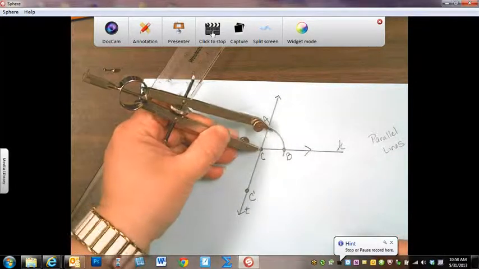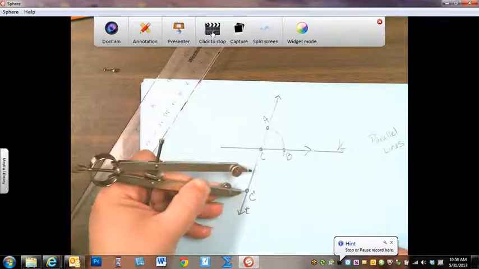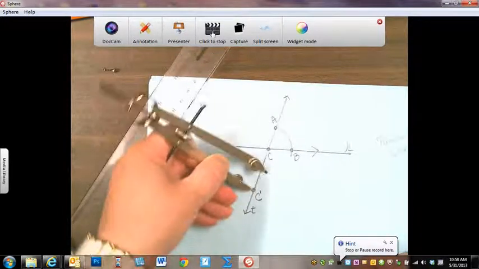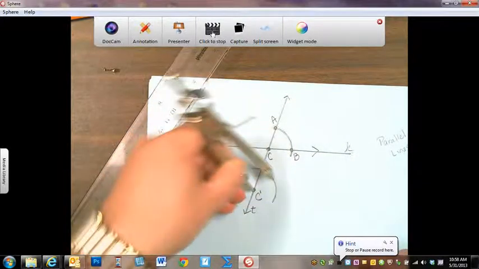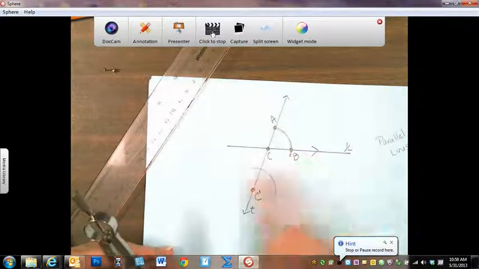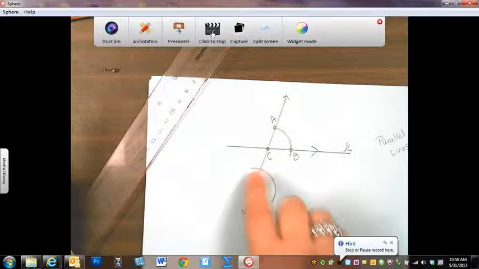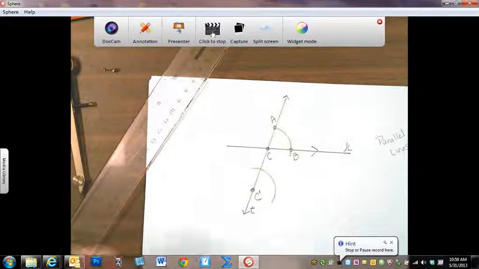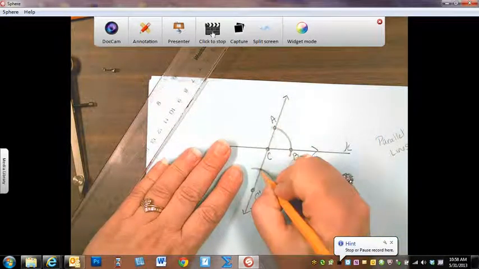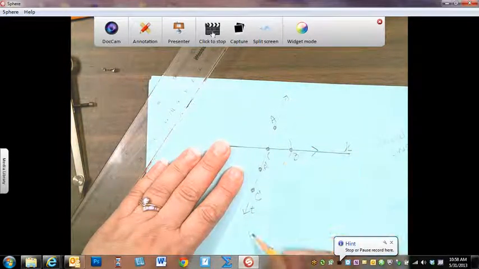Remember, this compass is set to the same arc. I'm just going to make another arc here. And notice, I made it kind of big. It's a lot bigger than the one I did up here, because I want to make sure that this arc is going to run into, I'm going to be able to find the second point on here. Now, A is on the transversal, so A has to be on the transversal down here.